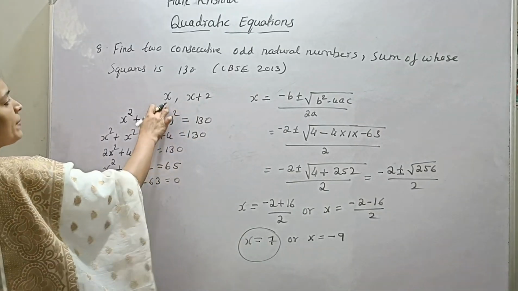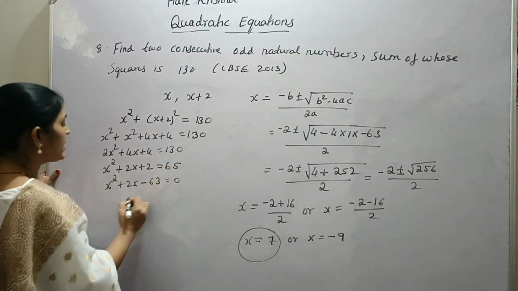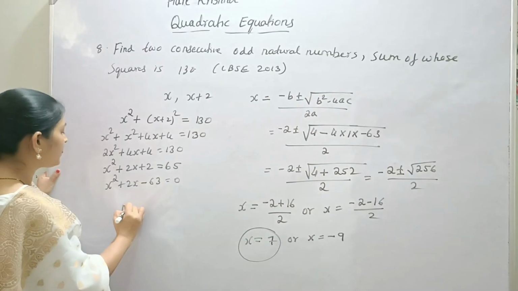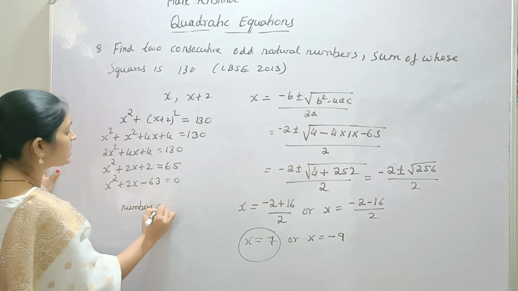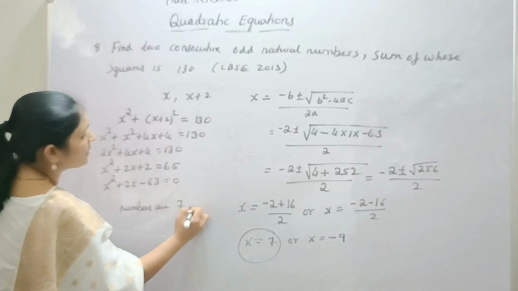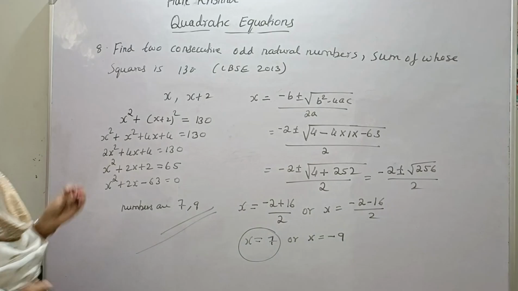Therefore, the first number is 7. The next number is 9. So the required numbers are 7 and 9.